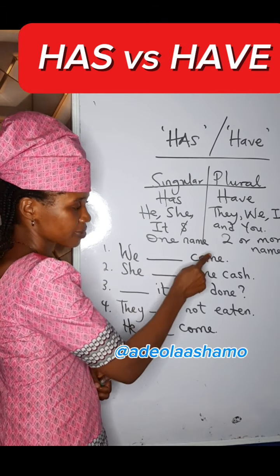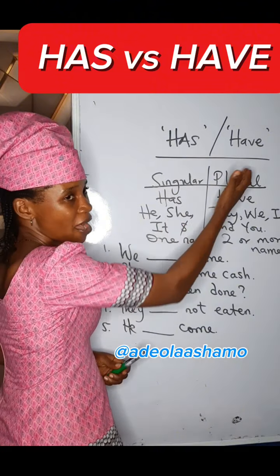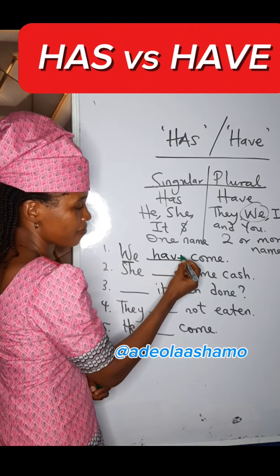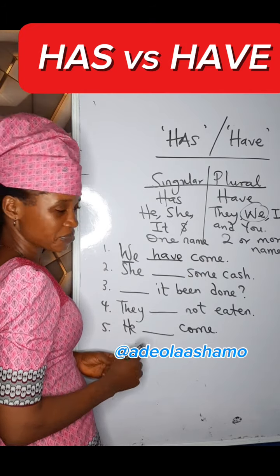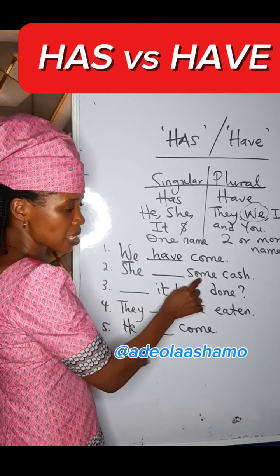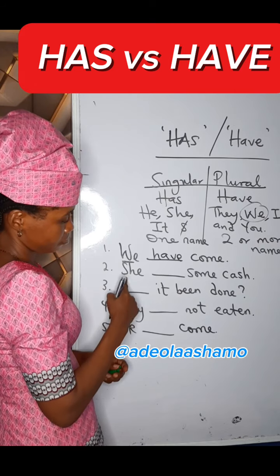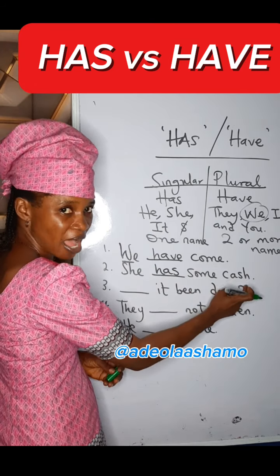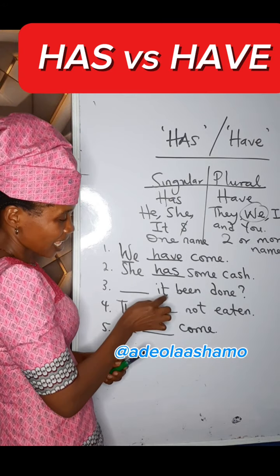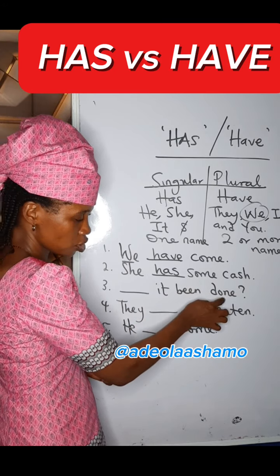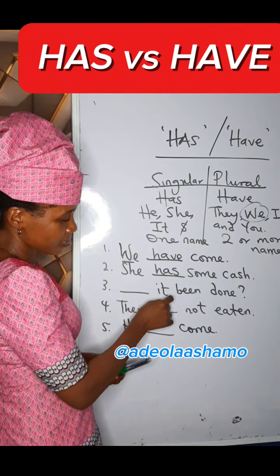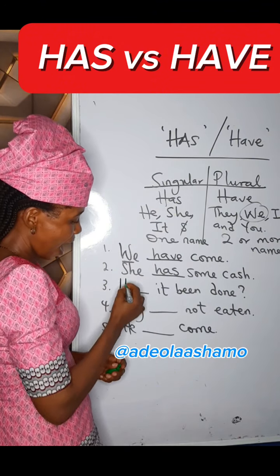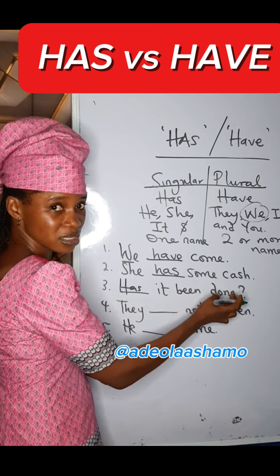So let's do this. We come, has or have? We have come. She some cash. Singular. She has some cash. It's been done. It's a singular verb. Has it been done?